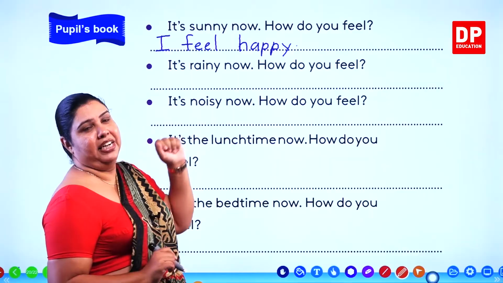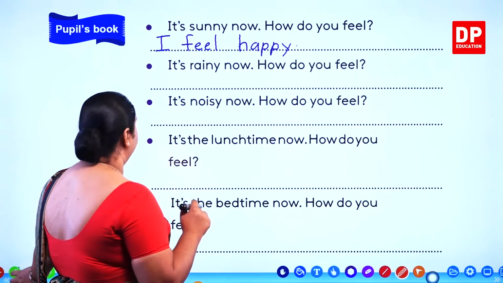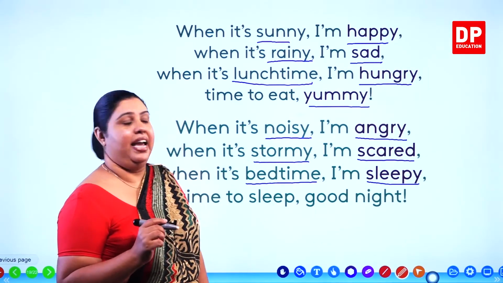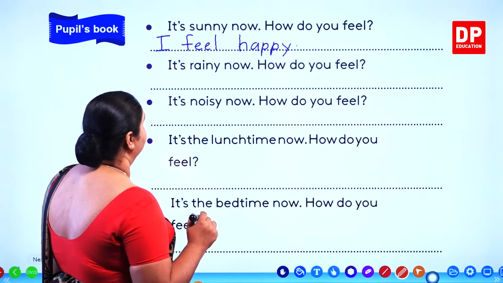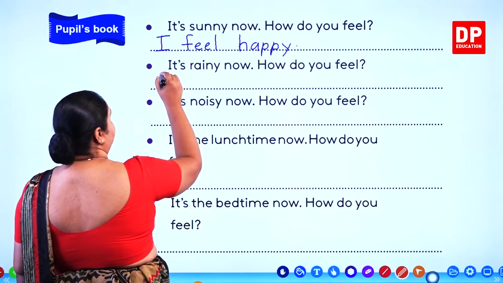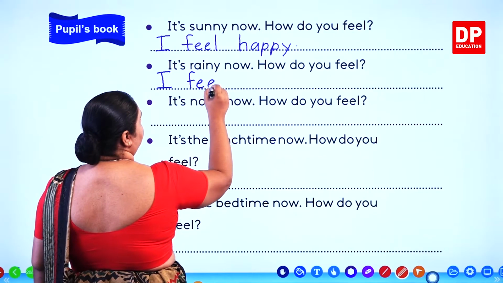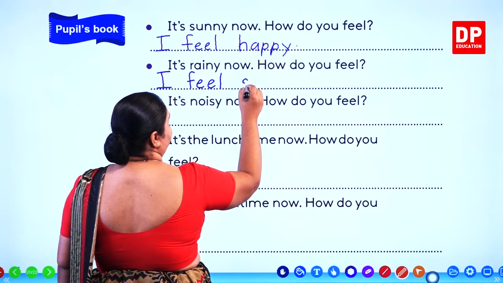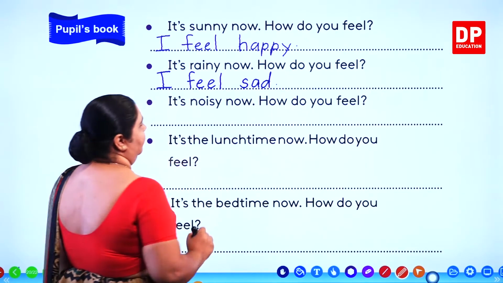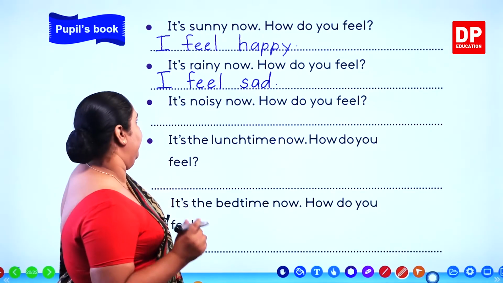Then our second question. It's rainy now. How do you feel? Now what did the poem say? When it's rainy, I'm sad. So you have to write the answer. It's rainy now. How do you feel? I feel, capital I, feel sad. When it is rainy, how do you feel? I feel sad. Okay. When it's raining, you don't feel happy, you're sad.